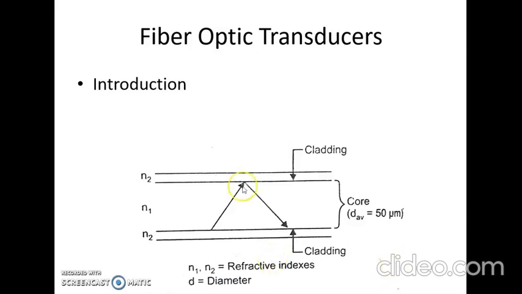In this case, as you can see, a light ray propagating in the fiber is trapped by total internal reflection at the boundary of the core and the cladding material. This is possible only if N2, which is the refractive index of the cladding material, is less than N1, which is the refractive index of the core.